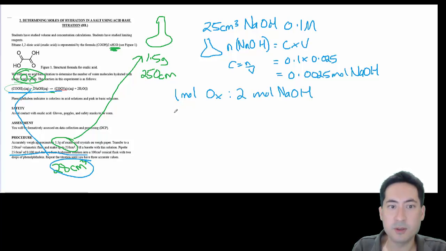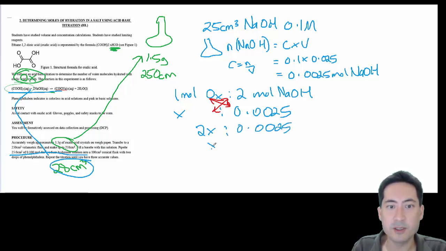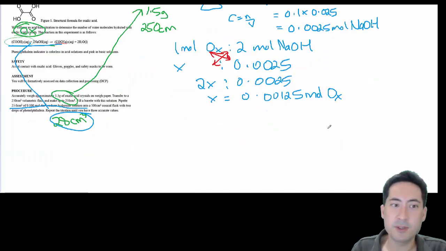And so how many moles of oxalic acid did you have in that 28 mils? You had x is to 0.0025, and so we cross multiply, solves all our problems, and so 2x is 0.0025, so x equals 0.0025 divided by 2, which is 0.00125 moles of oxalic acid. So that's how many moles of oxalic acid were in the 28 mils.